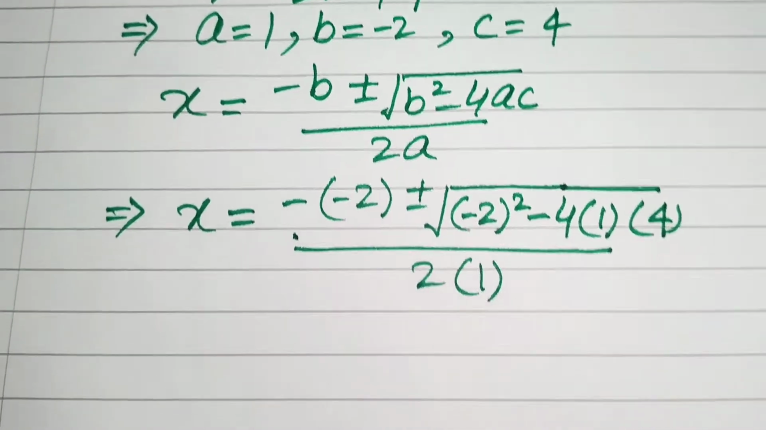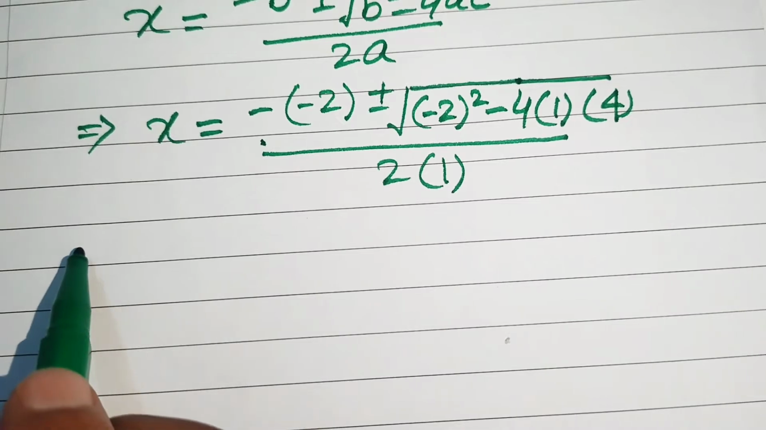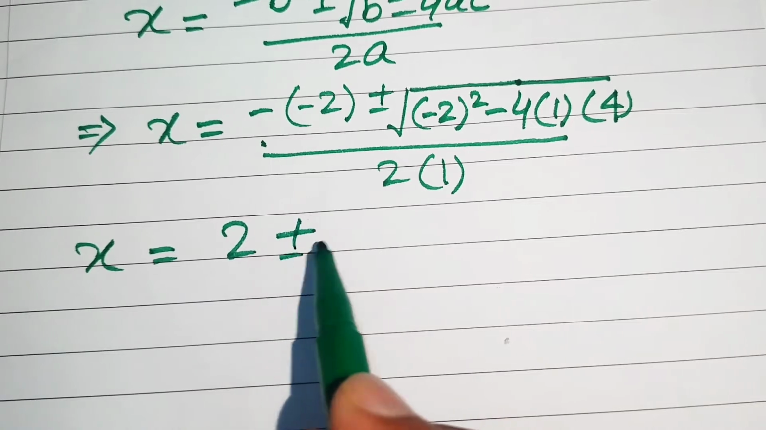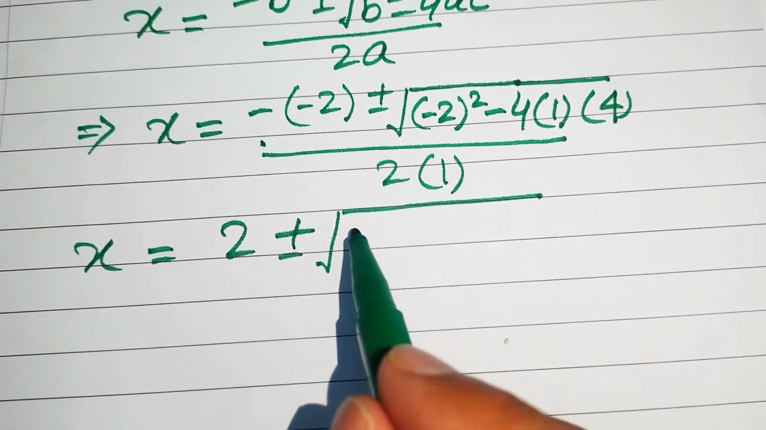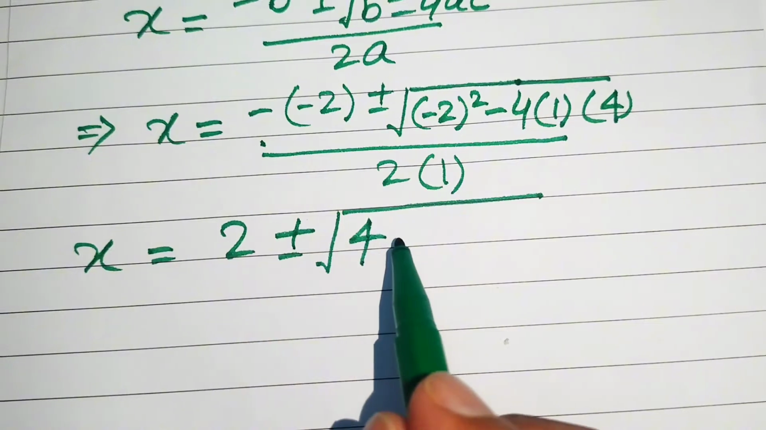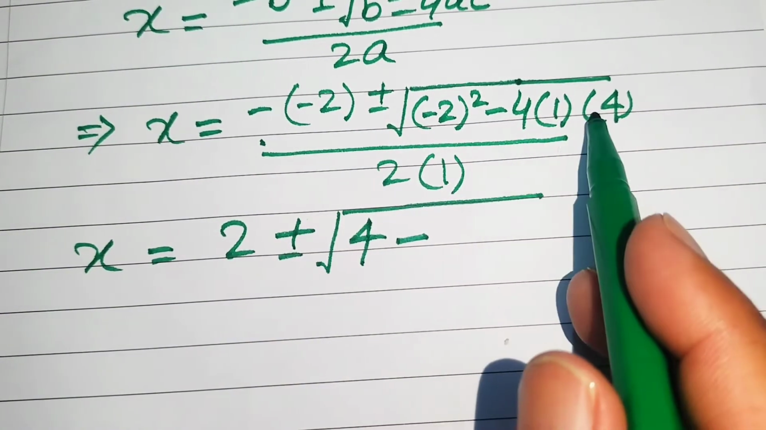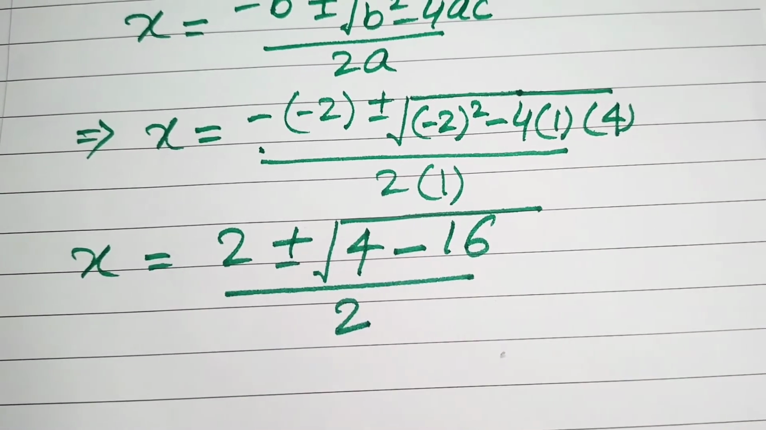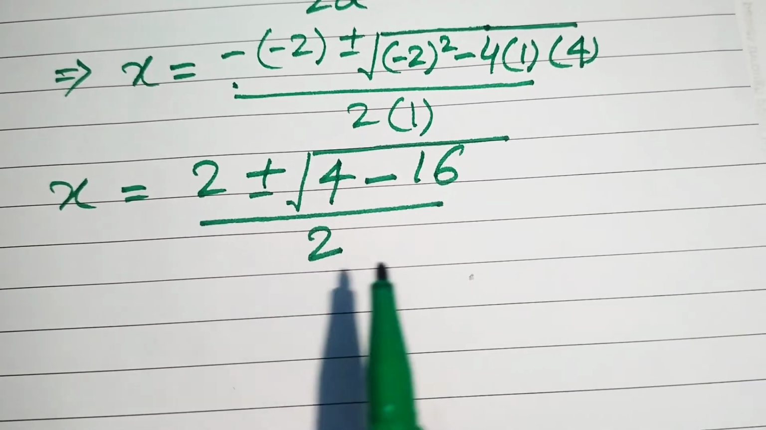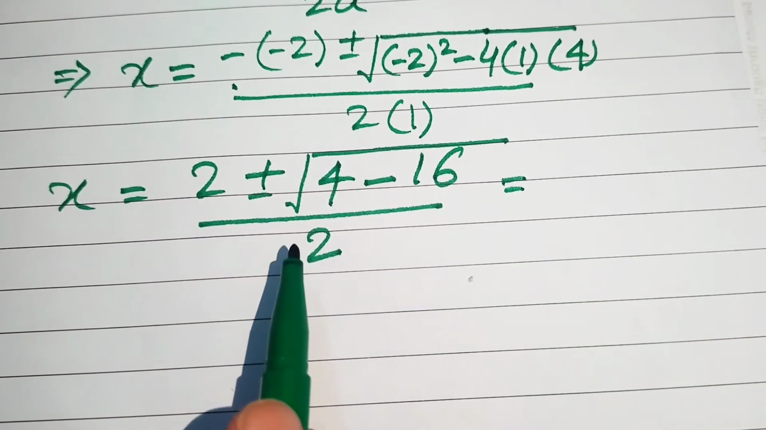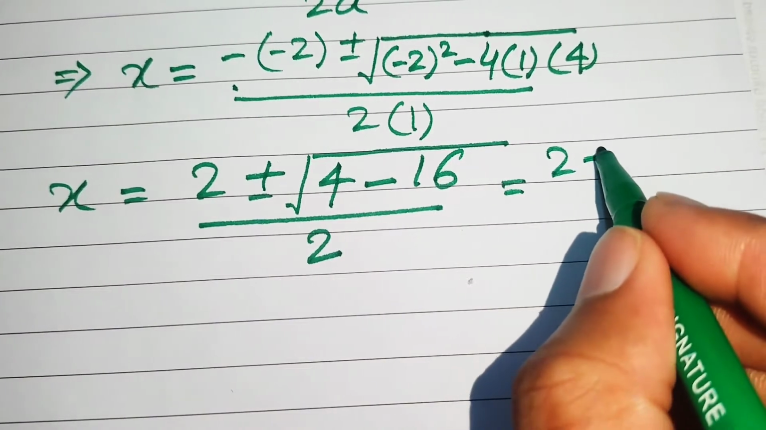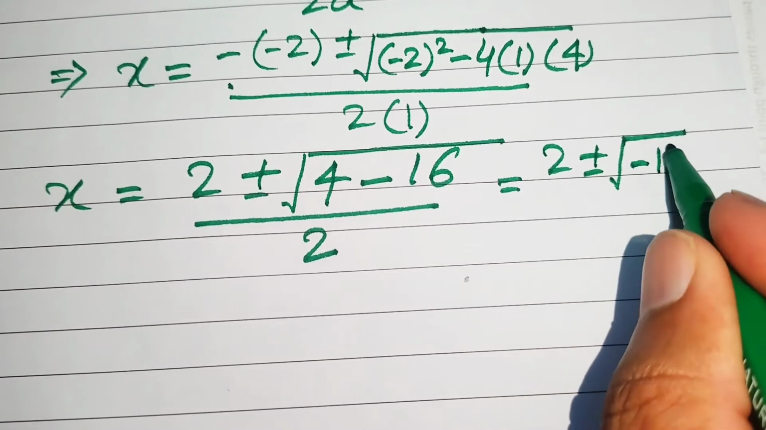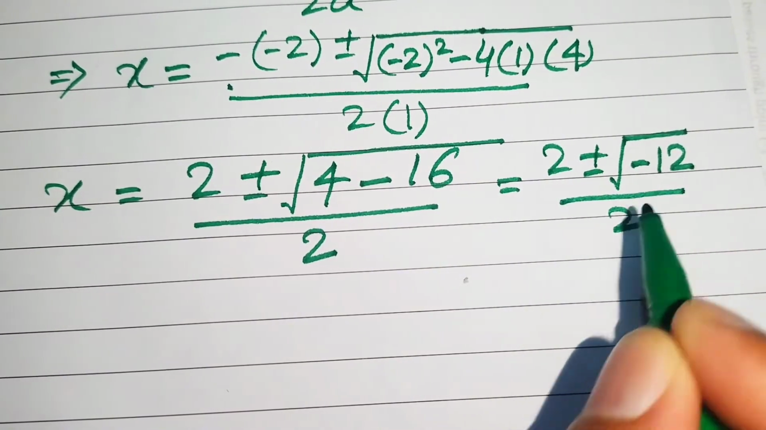and this is divided by 2 times a, and our a is 1. So here we need some simplifications, and we have minus times minus becomes plus 2 plus minus square root of minus 2 square, and minus 2 square equals plus 4, and 4 times 4 becomes minus 16, divided by 2 times 1 is 2. So in the next step we need more simplifications, and it will be written as 2 plus minus square root of 4 minus 16, and 4 minus 16 equals minus 12.